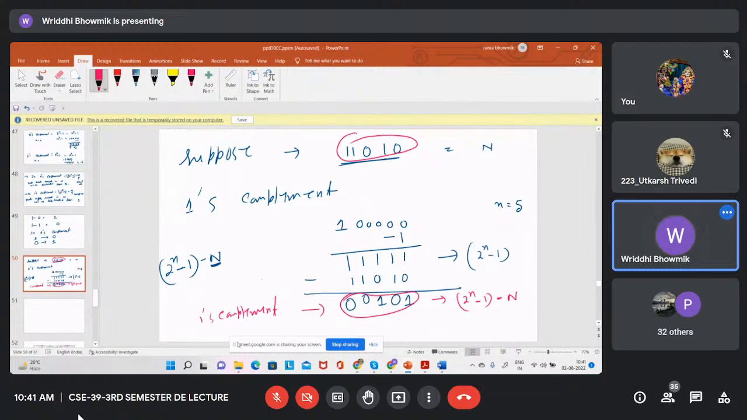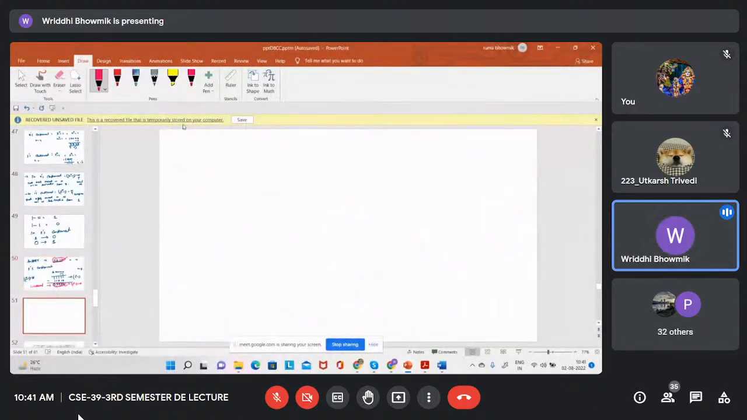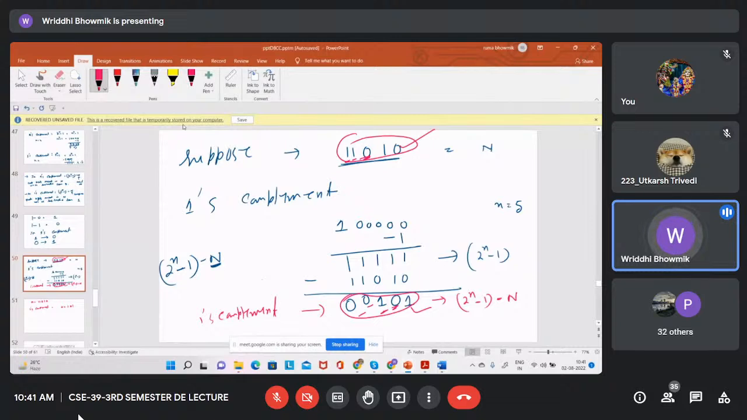Here you see in the original number you had 0, but in one's complement it is changed to 1. Here you had 1, you have 0. Again you have 0 over here, it is 1. Here you have 1 and 1, you see it is 0, 0. So finally your capital N was 11010, and the one's complement is actually 10100, from this principle, from this formula.